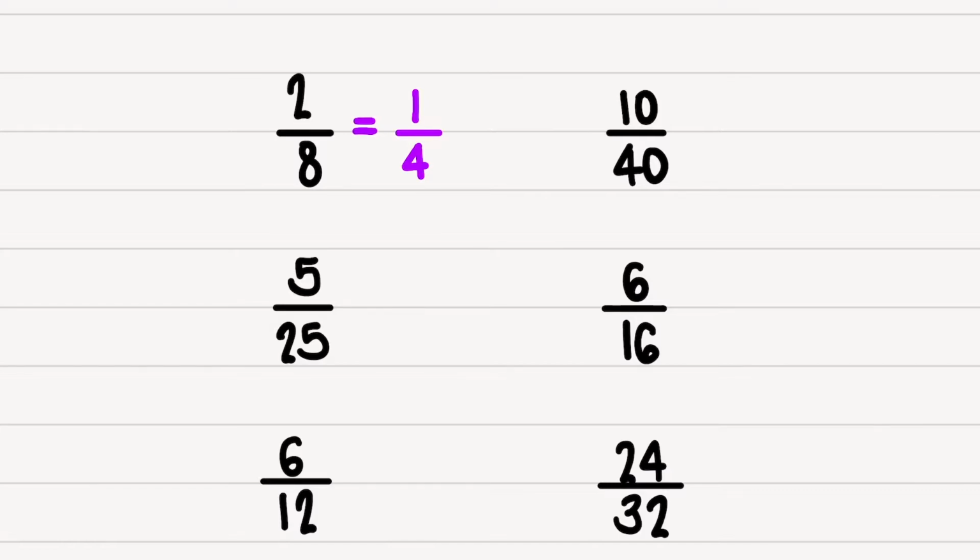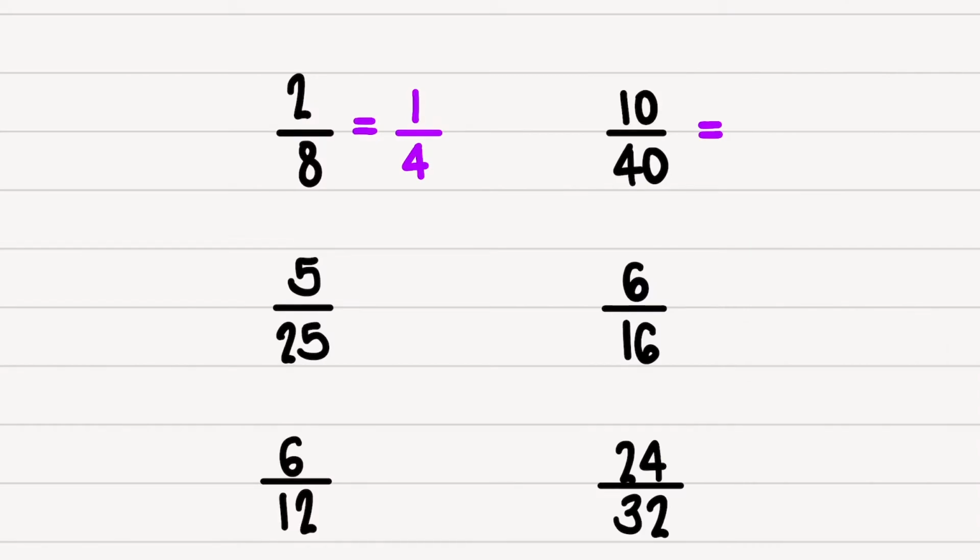Looking at the next one, I have 10 over 40. So I'm going to think to myself, what number can go into 10 and into 40? When simplifying fractions, it has to be the biggest number that can go into both the numerator and the denominator. Because if I look at 10 over 40, I know that 2 can go into 10 and 2 can go into 40. But that's not the biggest number that can go into both of those numbers. What is the biggest number that goes into 10? The biggest number that goes into 40? And I'll see that that is 10.